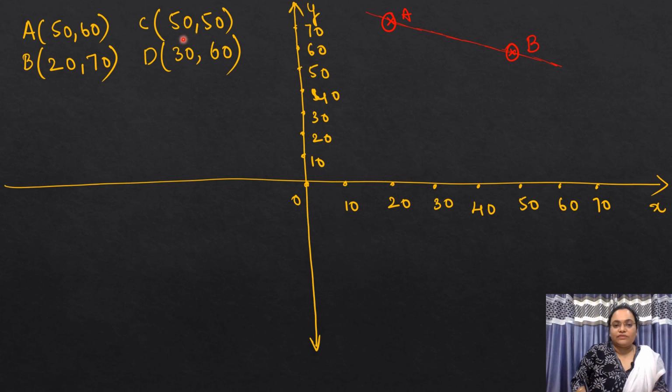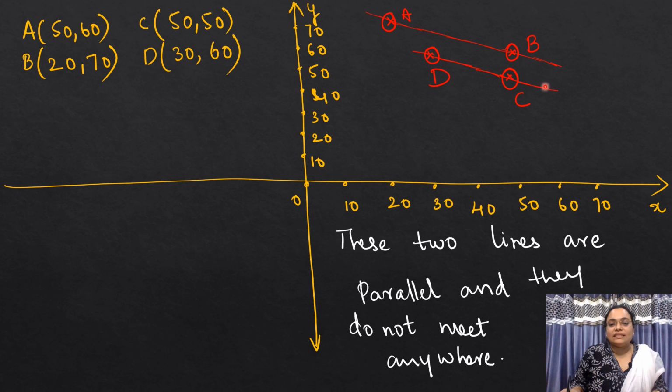The next one is 50 and 50, so 50 on the x-axis and 50 on the y-axis, which is here. The next one is 60 and 30: 60 on the x-axis and 30 on the y-axis, which is here. So we can see that these two lines are parallel lines. They do not meet at any point, so they do not have any solutions.